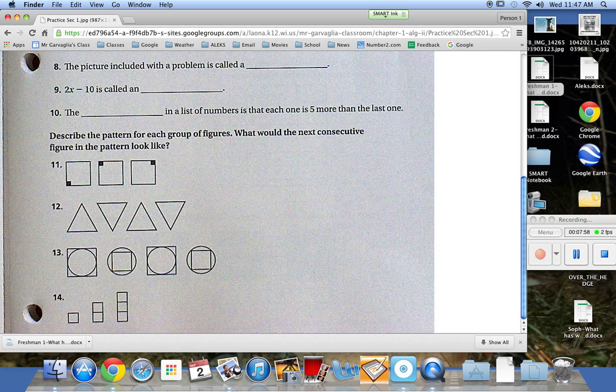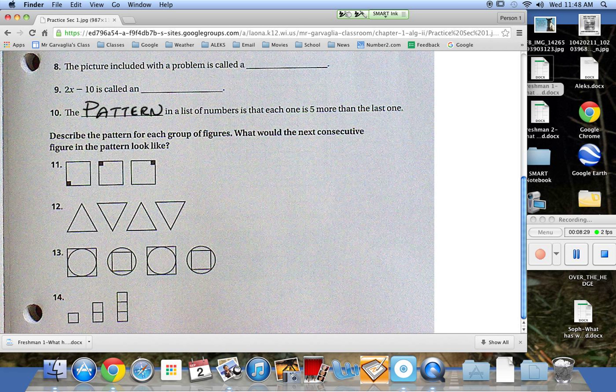All right. The blank is a list of numbers. Is what? Pattern. The list of numbers is that each one is 5 more than the other is pattern. 10, pattern. All right. So we got some vocabulary, okay? You guys got vocabulary that you can work off of that we're going to use as we move forward.